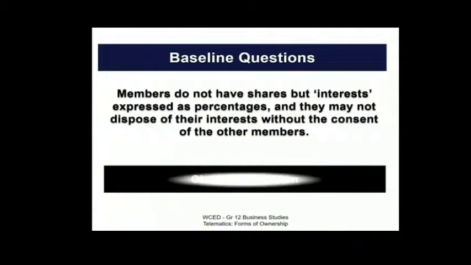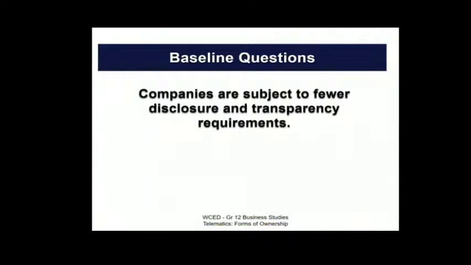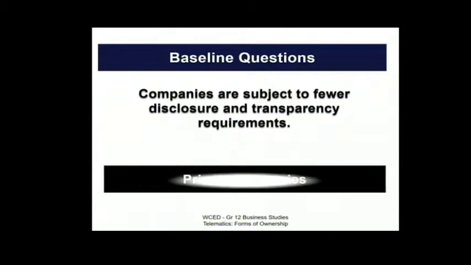Yep. And so I can see learners already asking, but why is he giving the answers? We want to answer. Right, we've only got a limited number of minutes available, and so we need to run through this very quickly. Companies, these type of companies are subject to fewer disclosure and transparency requirements. And the answer is a private company.